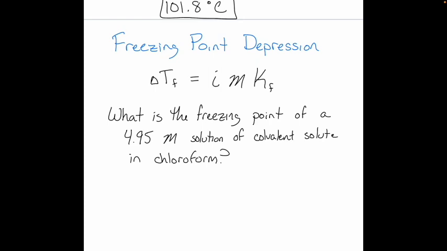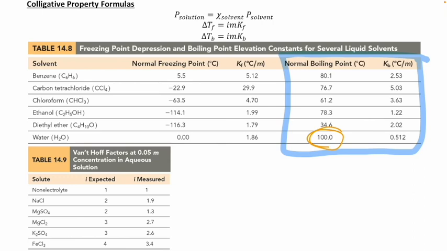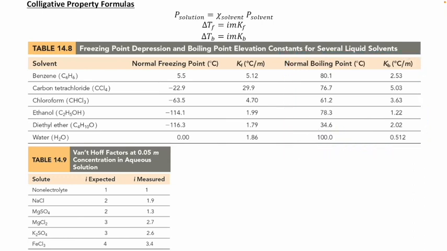Right, and I can just say some solute here, because these are properties that are independent of the solute identity. It wouldn't matter what covalent solute I was talking about, you would see the same freezing point depression. All right? So our solution is 4.95 molal in chloroform. Now you're going to be using the other half of this table, corresponding to our freezing point depression values.